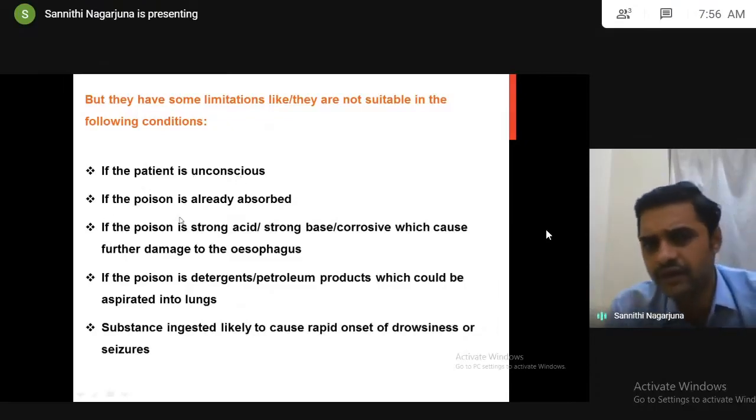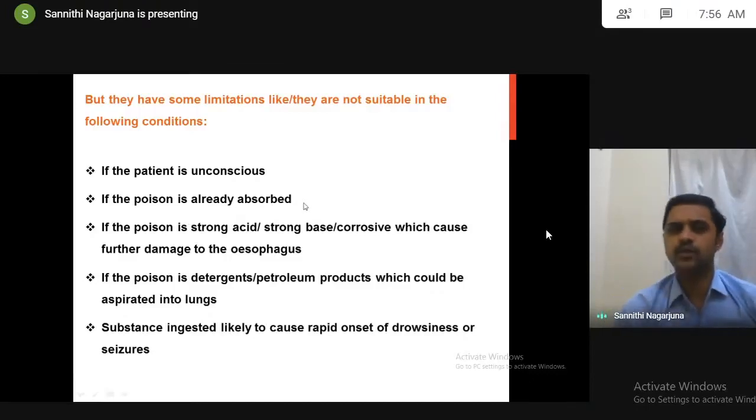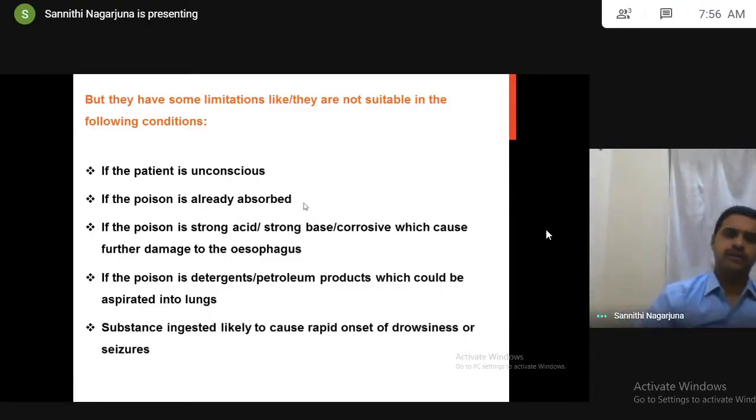Next, emetics are not helpful if the poison is already absorbed. This is the most important point. If the poison has already entered the systemic circulation, we cannot use emetics, because emetics will remove only the unabsorbed, undigested substance present in the stomach. Once it is absorbed and enters the systemic circulation, it will not come back. We cannot get it back.